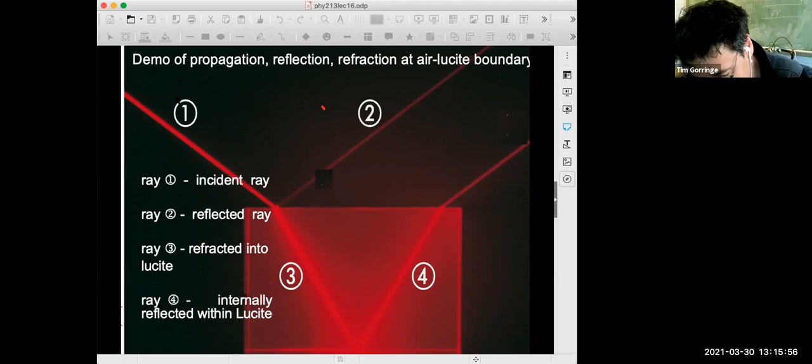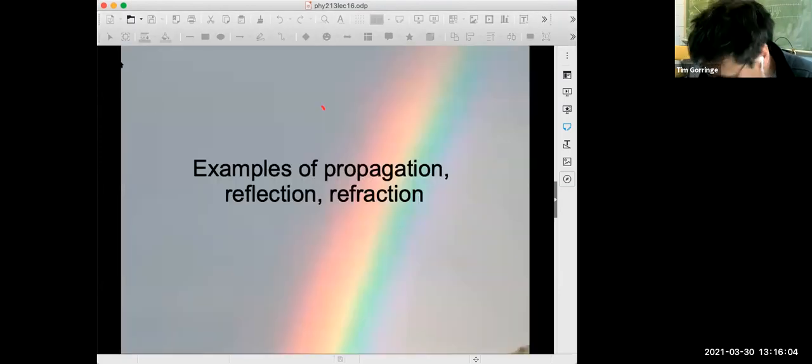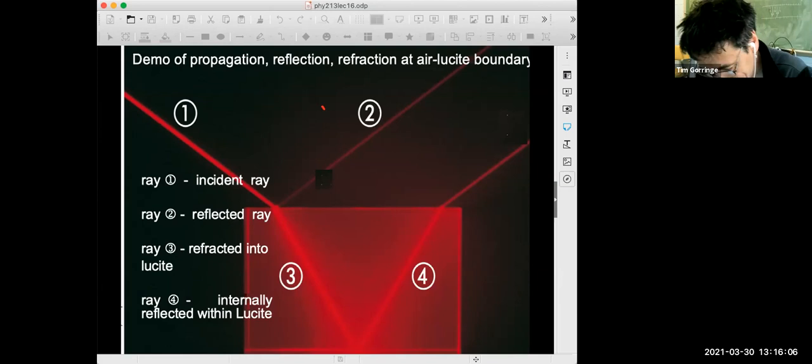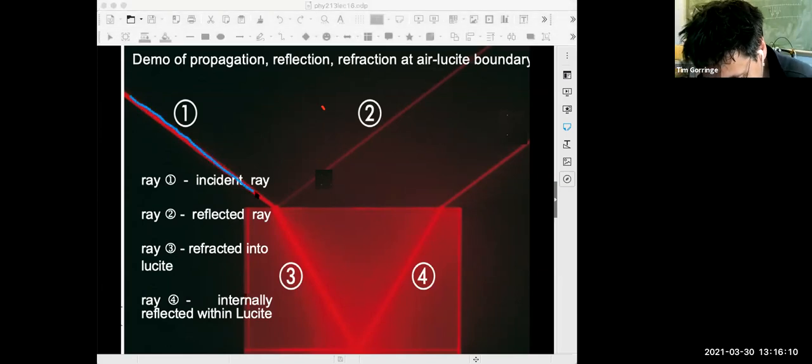So this shows you, I'm going to change the color of this pen. Here comes the incident ray. Try again. Here comes the incident ray. And it's moving through air, and it's going to strike this glass block here. So that's ray number 1, the incident ray.